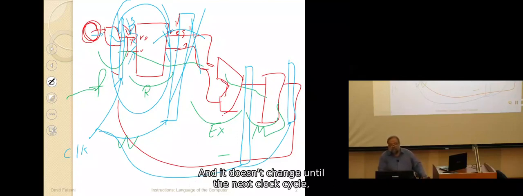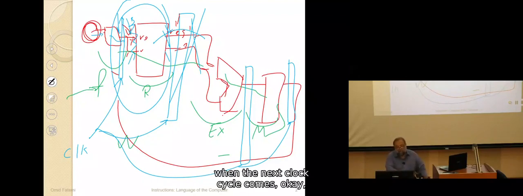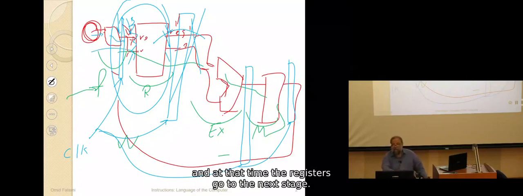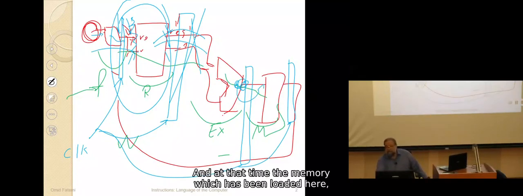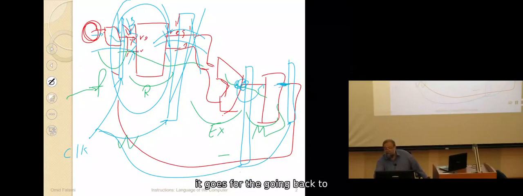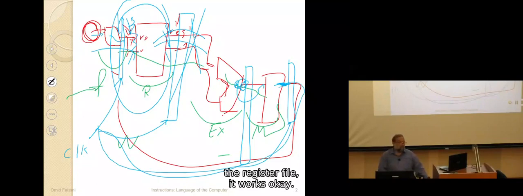And it doesn't change until the next clock cycle. When the next clock cycle comes, okay, the next instruction comes. And at that time, the registers go to the next stage. And at that time, the value which has been calculated here for the previous instruction goes to the data memory. And at that time, the memory which has been loaded here goes back to the register file. So it works. Okay?